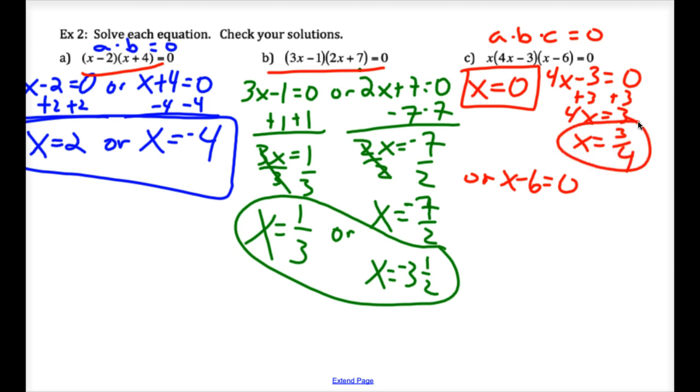That would make the second piece 0, which would mean it's all 0. Add 6. X could be 6, and that would make this last one 0 when you plug it in. There's 3 solutions: 0, 3/4, and 6. Yippee-doo!